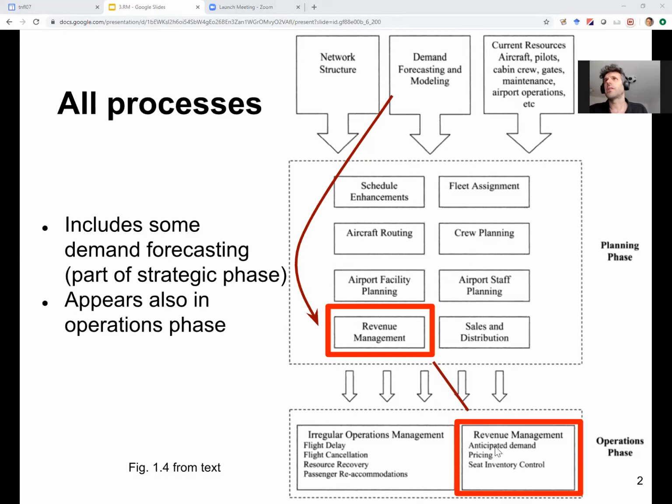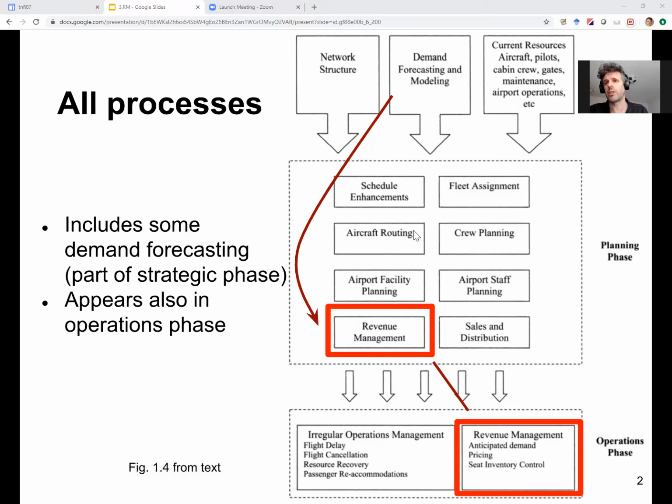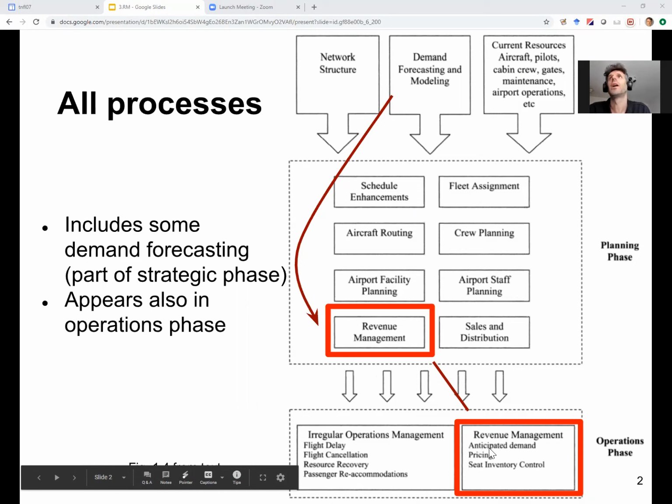But I guess this is the first time you see the picture with all the processes of the airline. We will have it in the overview lecture, but basically what you need to know now is that there is a strategic phase, planning phase, and operations phase. And we are looking at revenue management, which spans more or less all three, but we will be mostly looking at this seat inventory control.